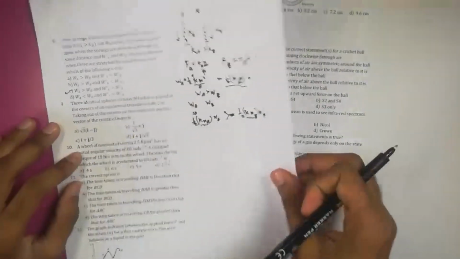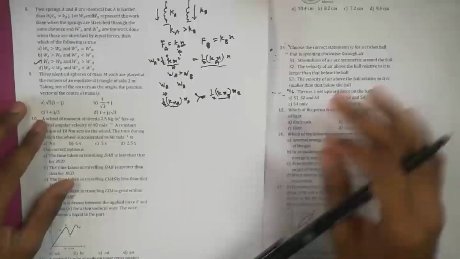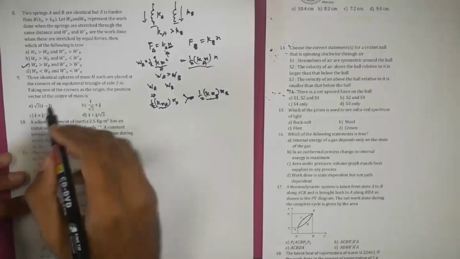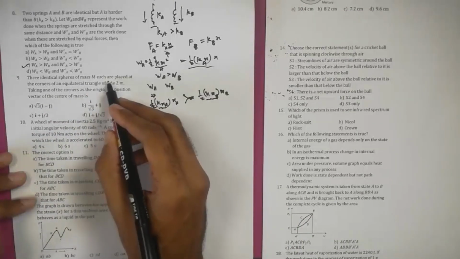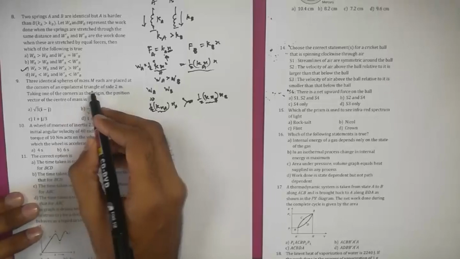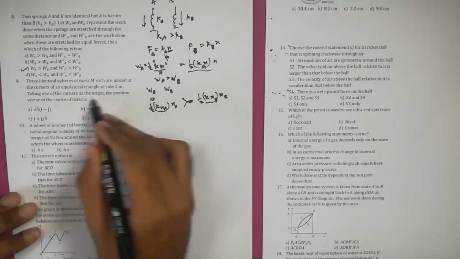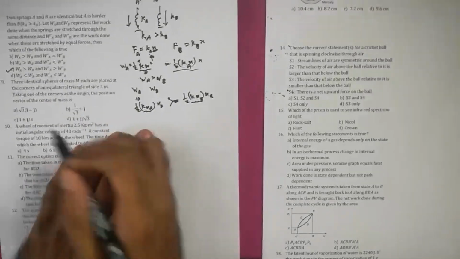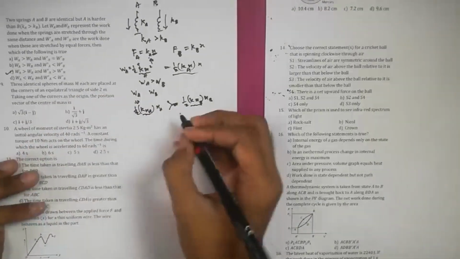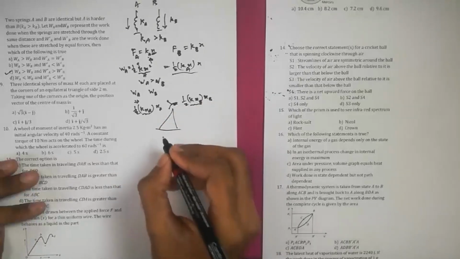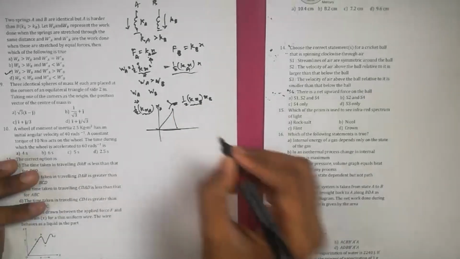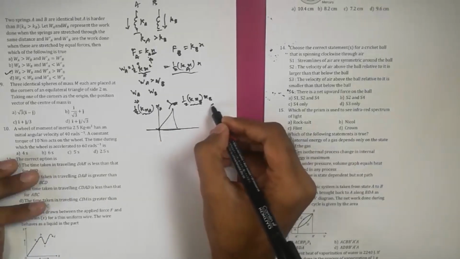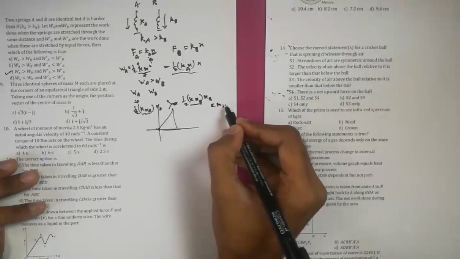Now, three identical spheres of mass m each are placed at the corners of an equilateral triangle of side 2 meters. Taking one of the corners as the origin, find the position vector of the center of mass. Alright, to find the center of mass, basically you draw the diagram. Imagine you have an equilateral triangle which is kept on the origin. Okay, so if it is kept on the origin, we know that the summation of mass into this particular distance, x or y, whatever the distance is, divided by the total mass of the body will give you the center of mass.